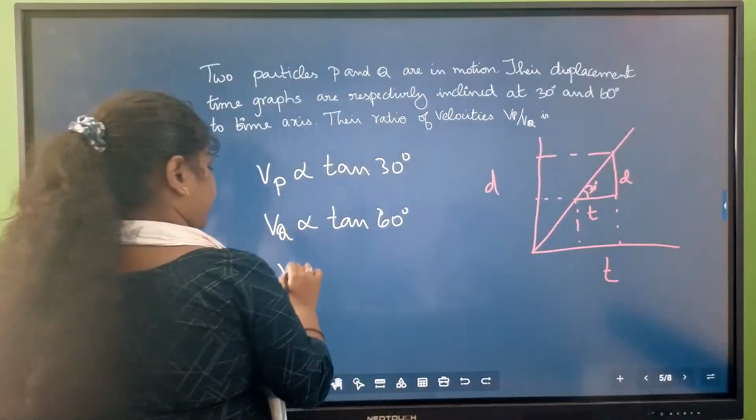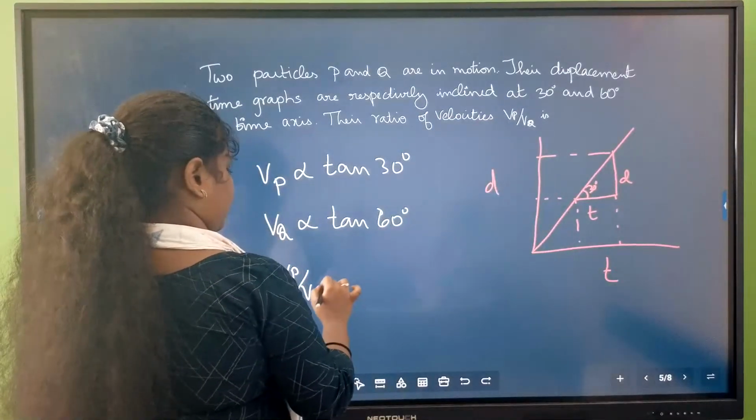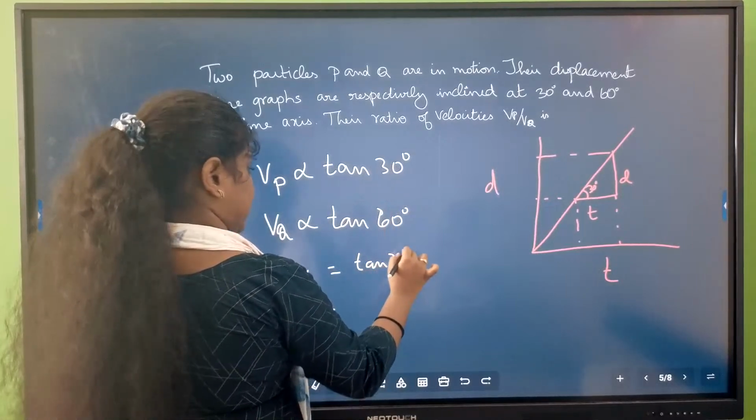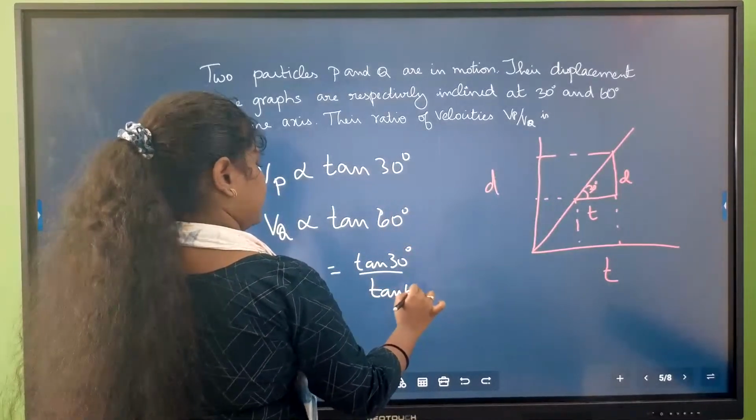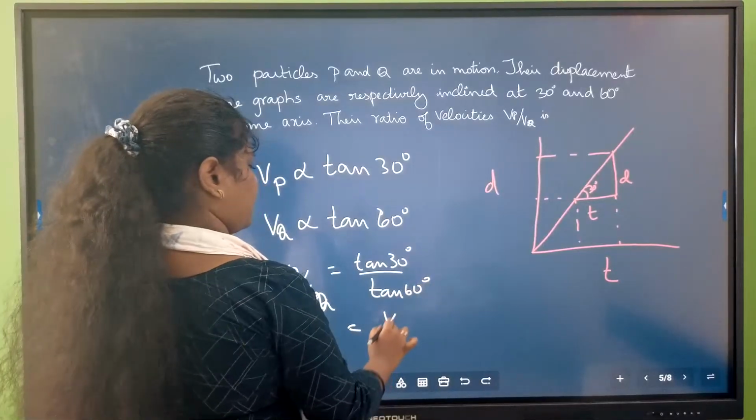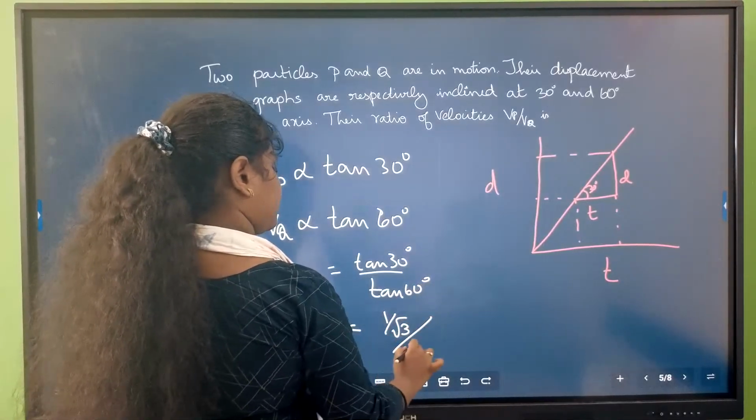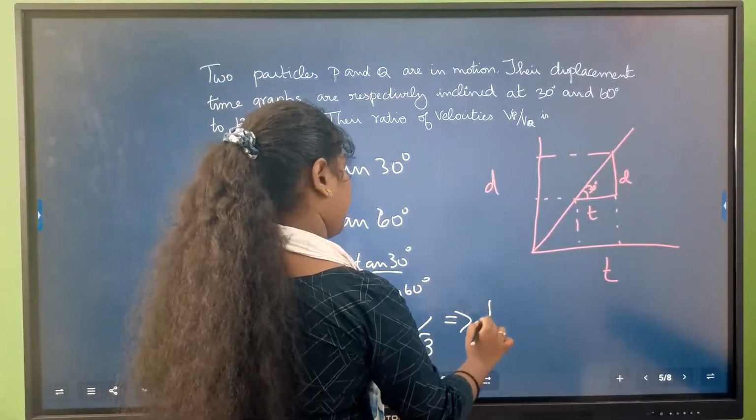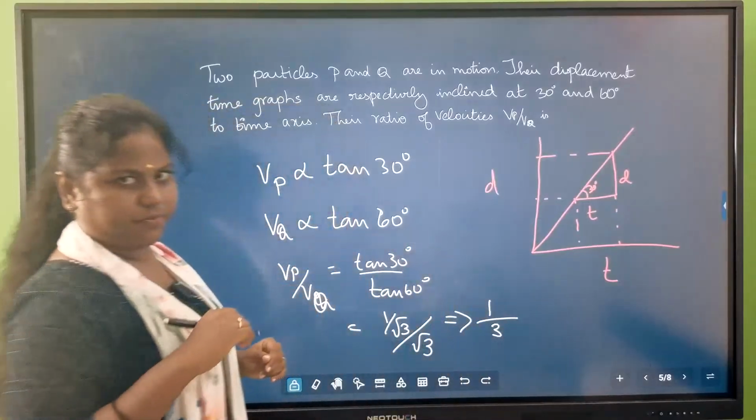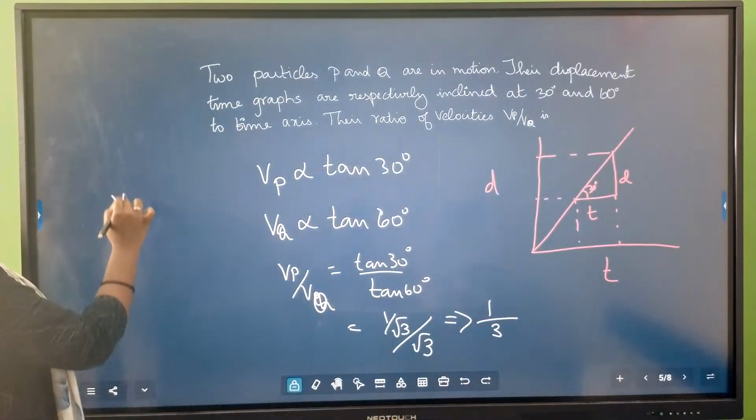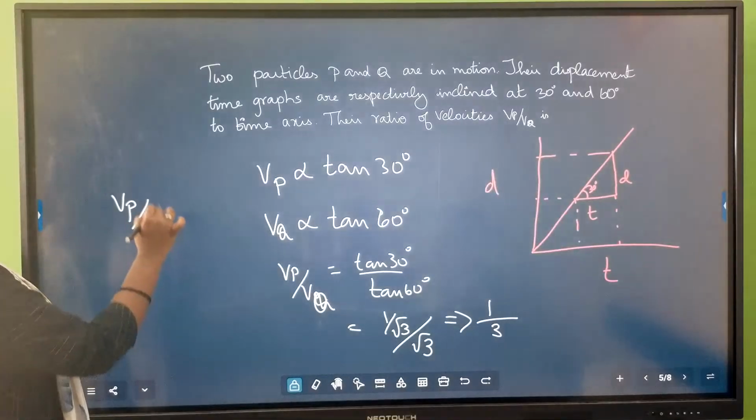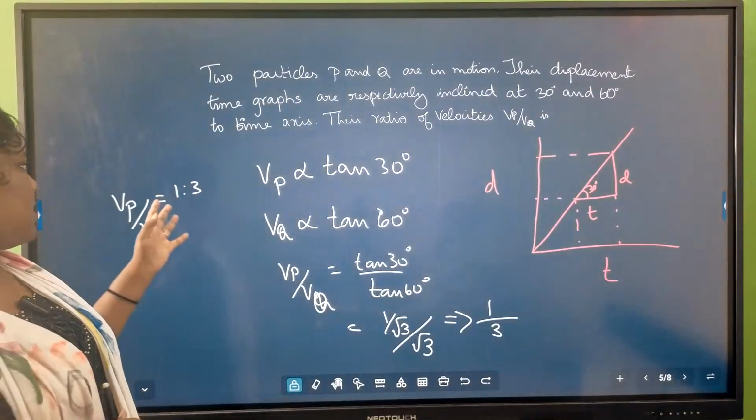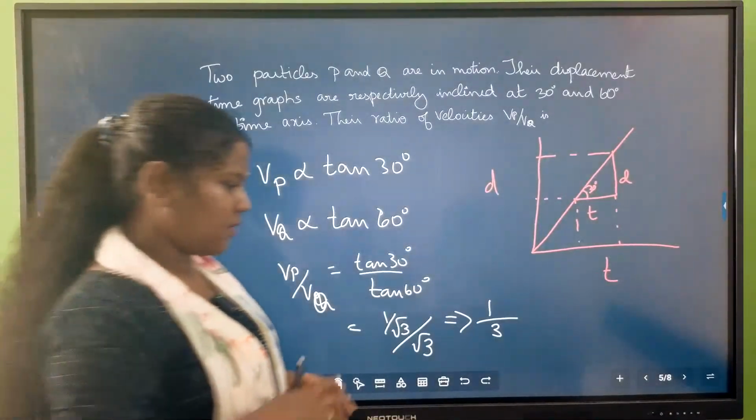so உங்க vp by vq வேணும். கரெக்ட்டா? which is equal to tan 30 degree divided by tan 60 degree. உங்க tan 30 degree என்ன? 1 by root 3. tan 60 root 3. இப்போ என்னவா இருக்கும்? which is equal to 1 by root 3 into 3 will be 3. so 1 by 3. so vp by vq ஓட ரேஷியோ என்னவா இருக்கும்னா 1:3. 1 by 3 or 1:3. so this is the ratio for vp by vq. okay? yes.